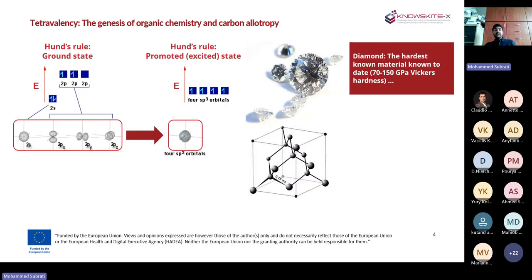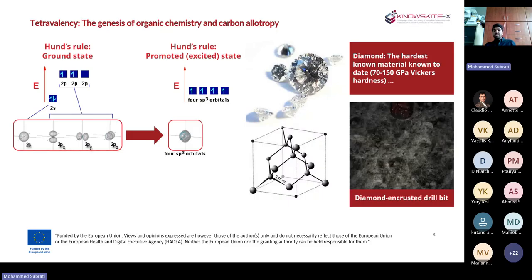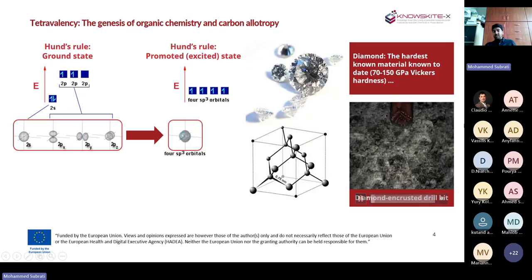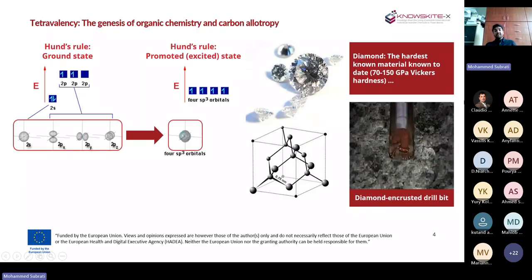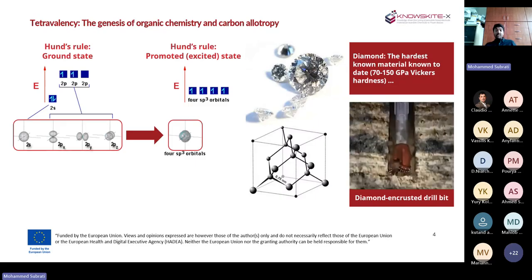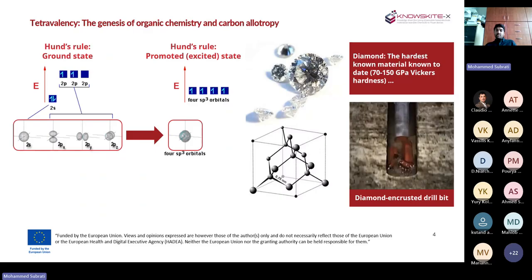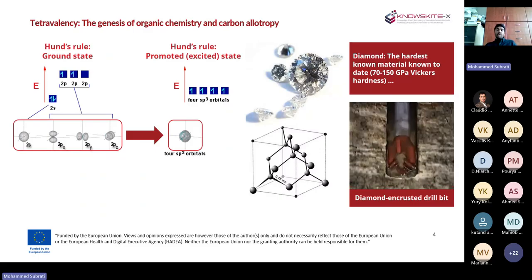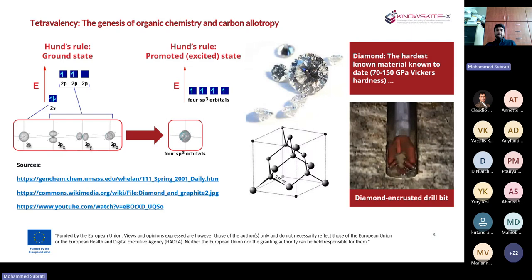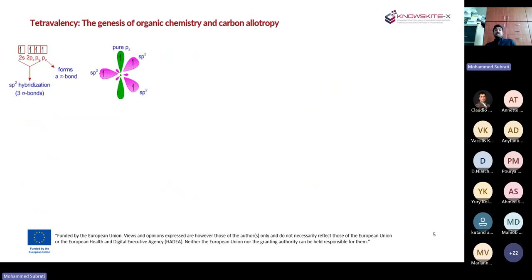70 to 150 gigapascal on the Vickers hardness scale, which makes it a suitable construction material for exploration diamond-encrusted drill bits, which are the first choice that comes to mind in geosciences and also in the oil industry to drill the reservoirs to create the oil wells. So this was for the sp3.